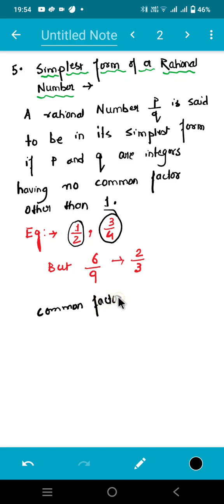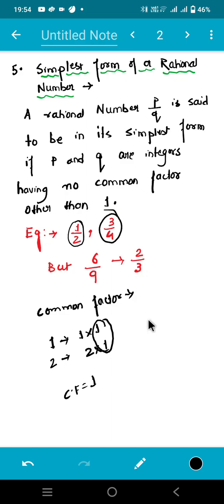So a common factor is, students, suppose 1 is divisible by 1 only, isn't it? And 2 is divisible by what? 2 into 1. So 1 into 1 is 1, 2 into 1 is 2. So what is the common factor? Yes, this is the common factor. So CF is 1. So these two numbers have no common factor other than 1.